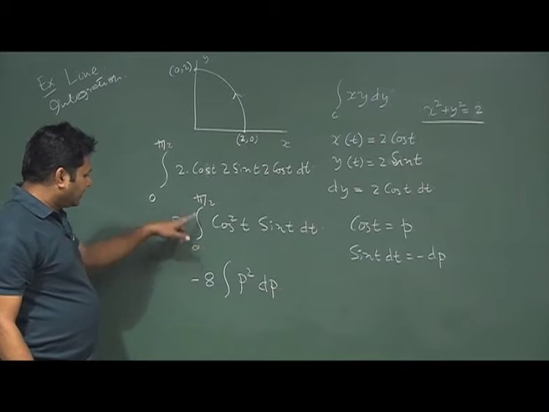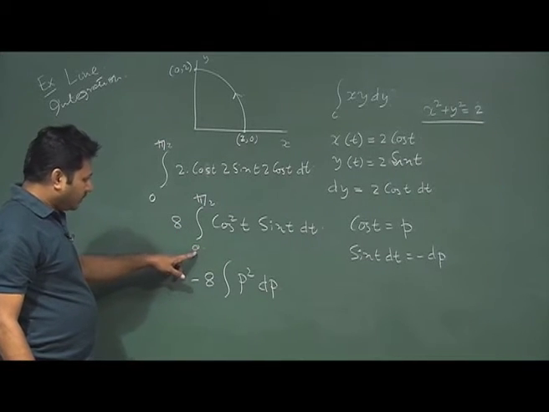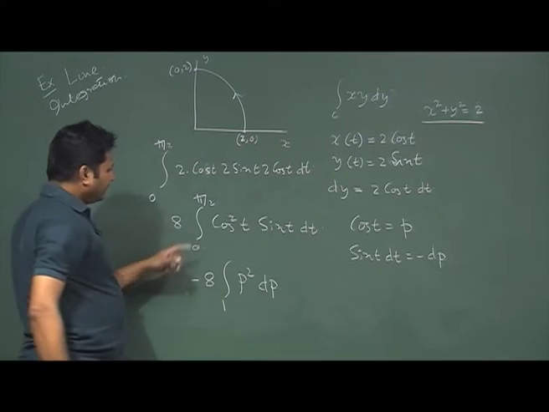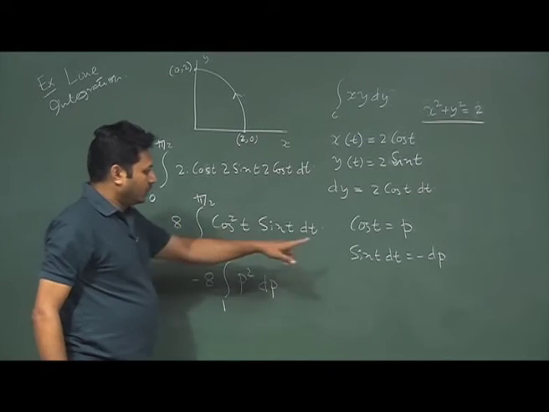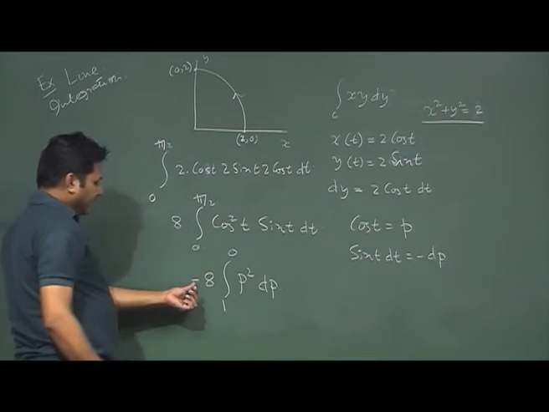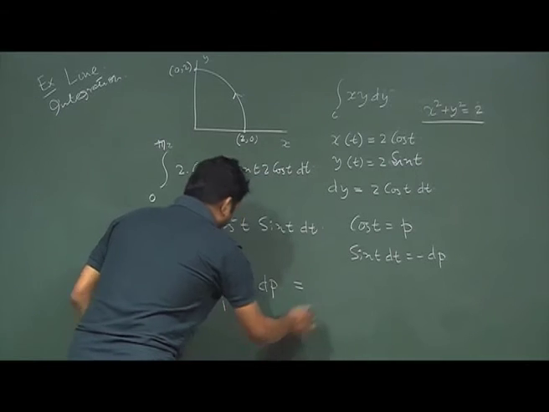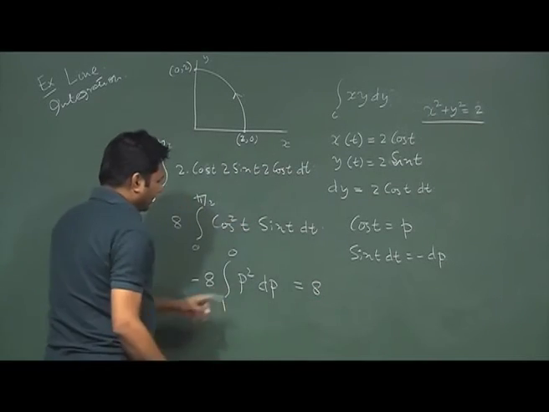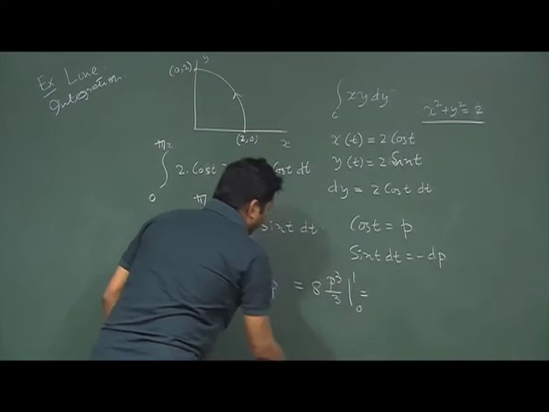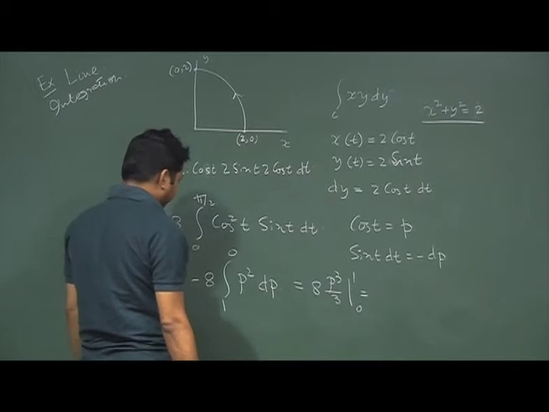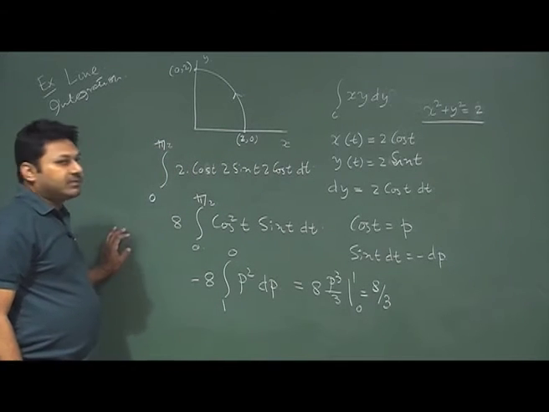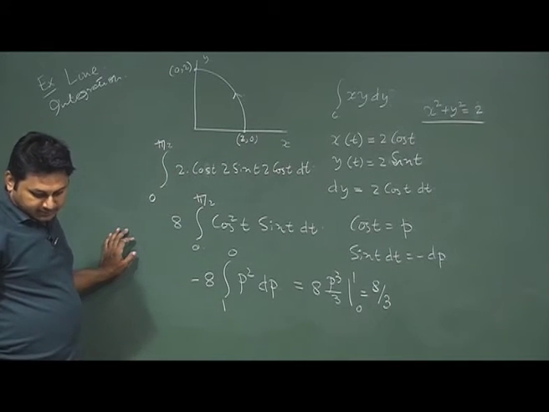So the limit: when t is equal to 0, p is equal to 1, and when t is equal to pi by 2, p is equal to 0. This negative sign is now going to be absorbed. So if I do it directly, it will be 8 p cube divided by 3, from 0 to 1, which comes out to be 8 by 3. I will have this value as 8 by 3.